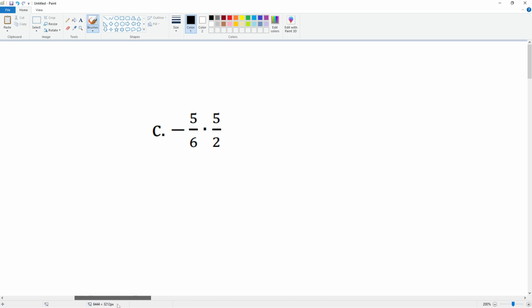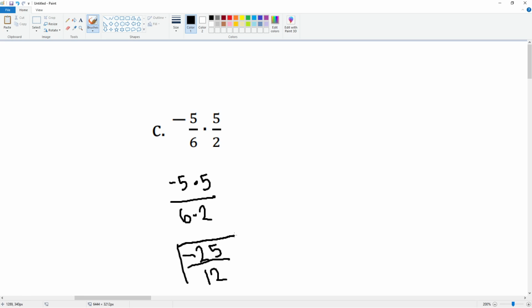Next, this negative here, I can just put it to the top value. Then we have negative 5 times 5, and the bottom number is 6 times 2. Negative 5 times 5, which is negative 25. The bottom value, 6 times 2, is 12. There you go.